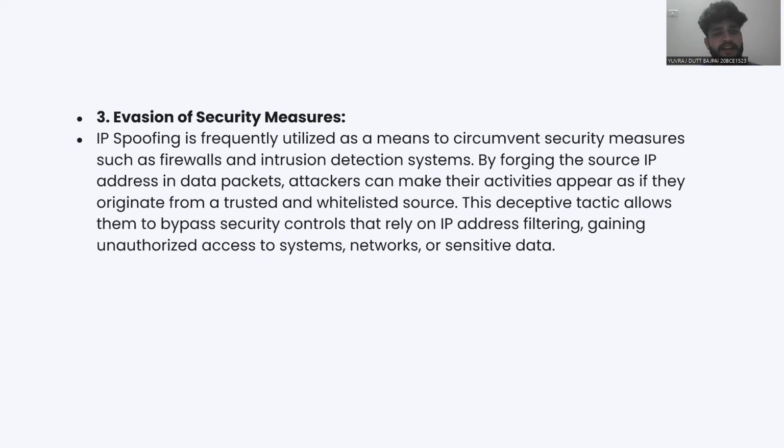The third point that we come to is evasion of security measures. IP spoofing is frequently utilized as a means to circumvent security measures such as firewalls and intrusion detection systems. By forging the source IP address in data packets, attackers can make their activities appear as if they originate from a trusted and whitelisted source. This deceptive tactic allows them to bypass security controls that rely on IP address filtering, gaining unauthorized access to systems, networks, or sensitive data.